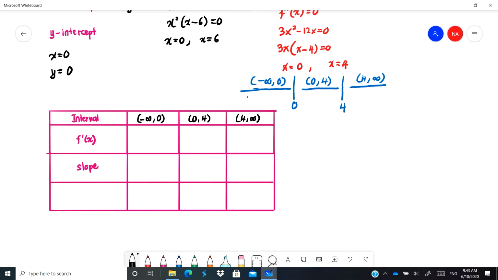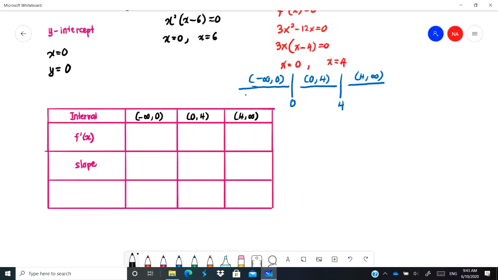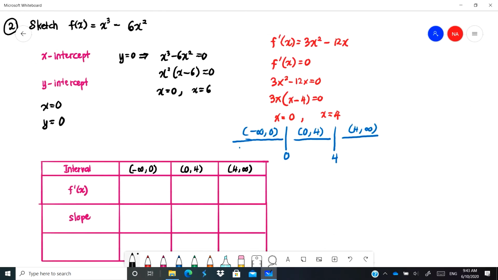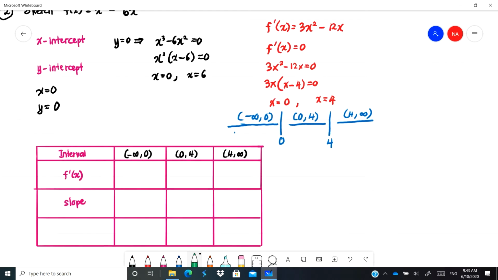We're going to check for each interval the value of f prime of x. Let's say we have a test value: from -infinity up to 0, you choose one number, -1. From 0 up to 4, let's choose 1.